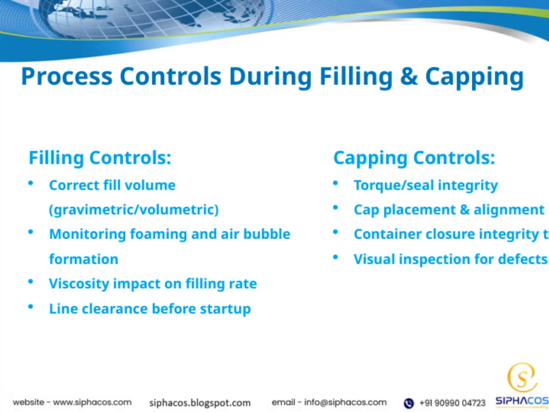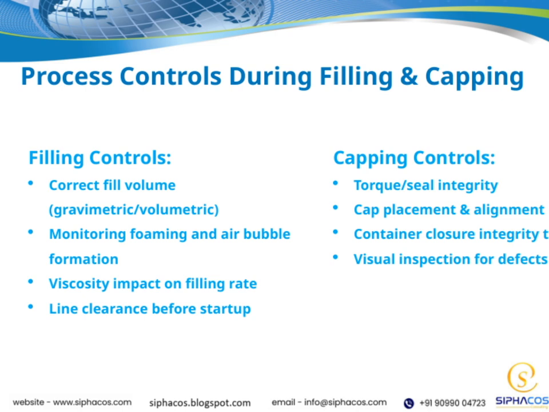Now, let's talk about the process controls during filling and capping. First, filling controls are crucial to ensure that each container receives the correct amount of product. This can be achieved through gravimetric or volumetric methods, both aiming for precision. Monitoring foaming and air bubble formation is also essential because excess foam or bubbles can compromise product quality and stability.